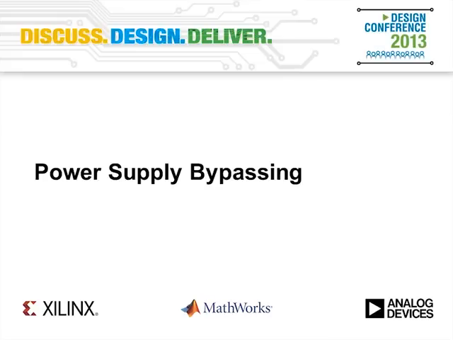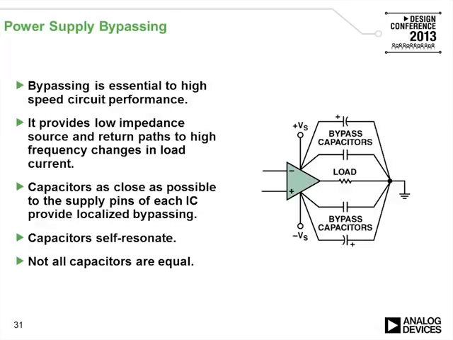Let's look at power supply bypassing. It's essential to high-speed circuit performance. It's almost required. It provides a low impedance source and return paths to high-frequency changes in load current. Capacitors as close as possible to the supply pins of each IC provide localized bypassing. Unfortunately, capacitors self-resonate, and as we will demonstrate in a second, not all capacitors are equal.